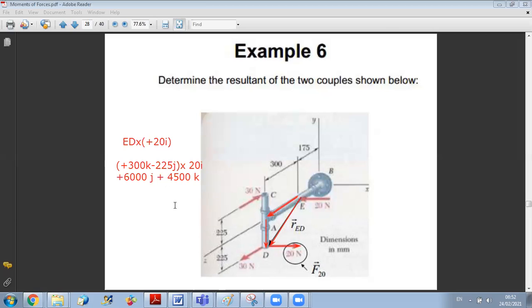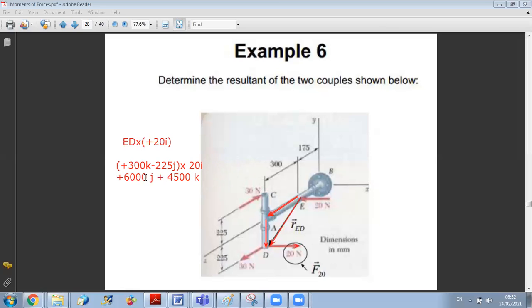Now, how can I verify this result by another method? Look, what you can do is you can say first, my two forces are parallel to x, so of course they will not produce a moment about x, and this is what I obtained. It's 0i. Now let us verify the moment about j.